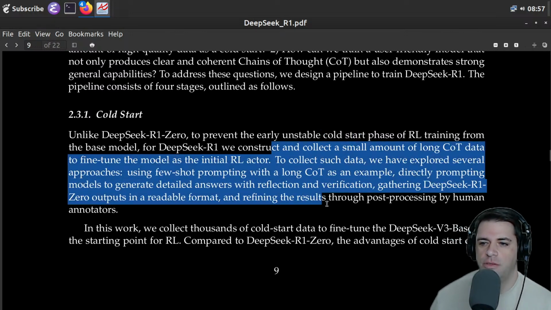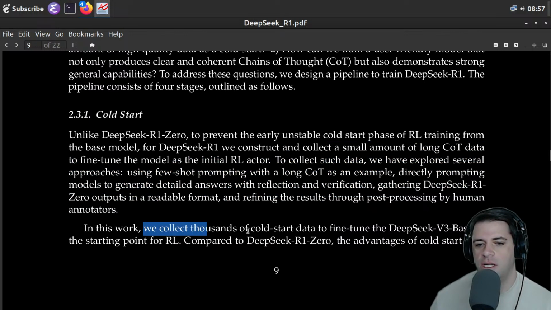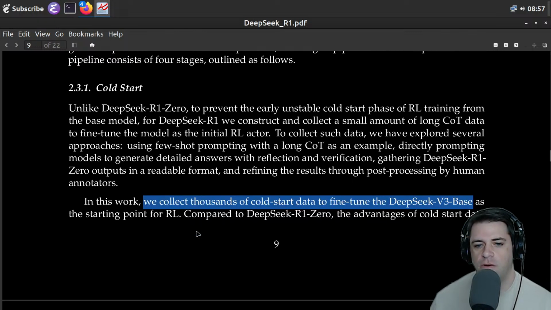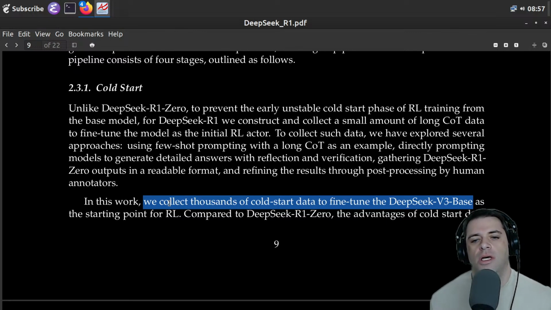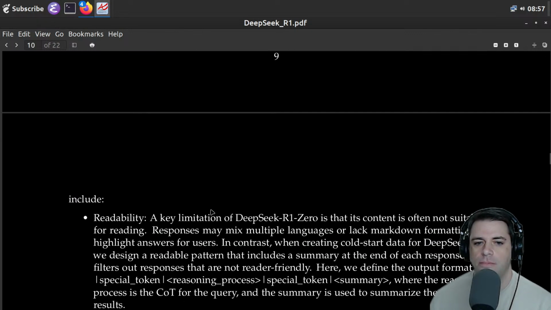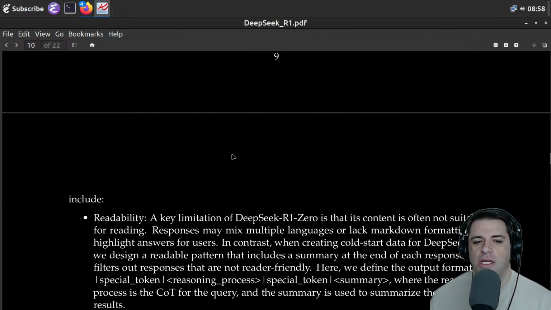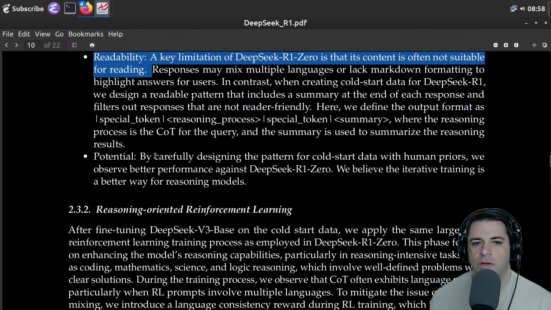So they explored a few examples, which they talk about here. And then what they end up doing is they collect thousands of cold start data to fine-tune the DeepSeek V3 base as a starting point for RL. So again, in R1-Zero, they said the main contribution was that they were training the base model without any of this fine-tuning beforehand. Now they're saying that we're going to fine-tune and collect thousands of data points and then run the same reinforcement learning process that they did on R1-Zero, and it's going to make it more readable and stuff.